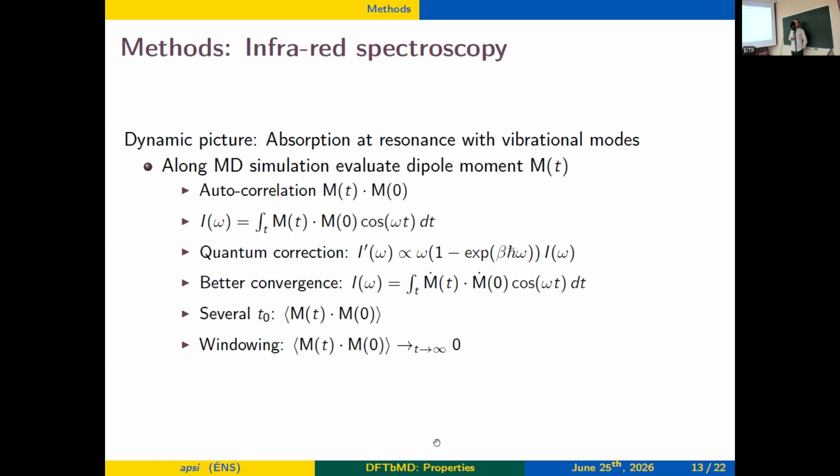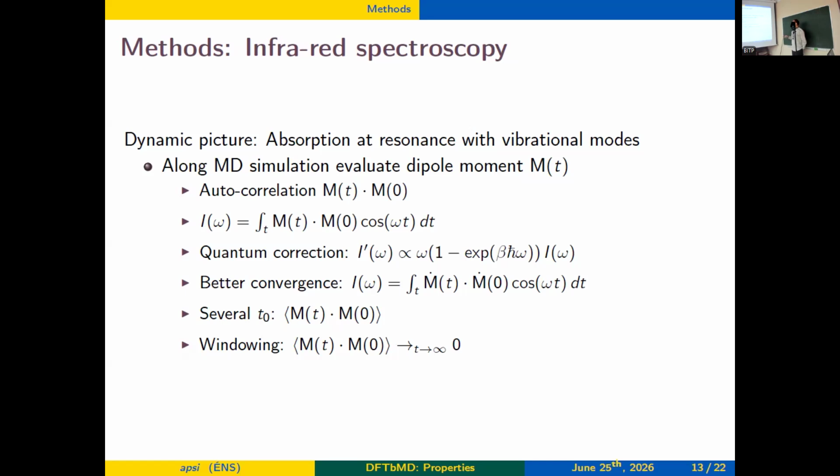And then there's the so-called quantum correction, since we are using classical nuclei. People have derived what the correction would be if we were treating the nuclei also quantum mechanically. It basically leads to multiplication by the frequency: the intensity which we obtain from the autocorrelation function and the Fourier transform is multiplied by the frequency.